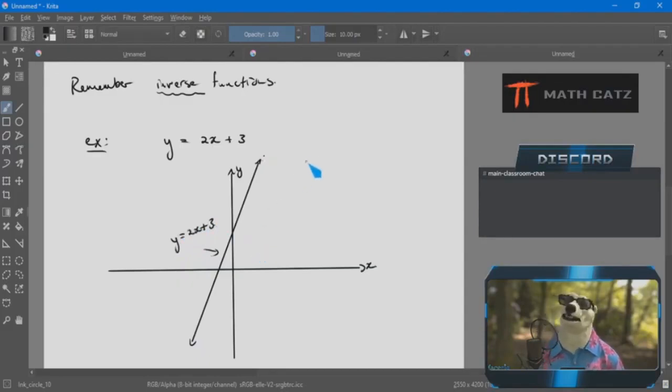So now the question is, what is the inverse function? So let's call this f of x to make it look more familiar. How do I find the inverse of this?